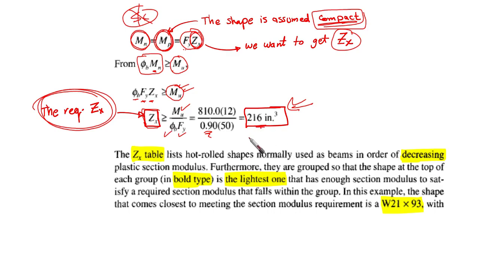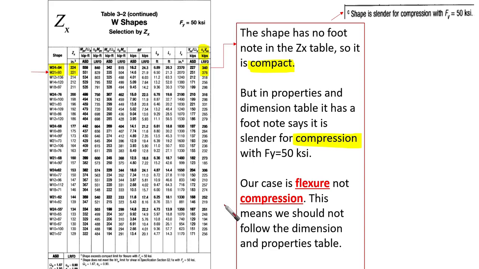Then we are going to use the ZX table. The ZX table lists hot rolled shapes normally used as beams in order of decreasing plastic section modulus. So ZX is going to be a decreasing value. Furthermore, they are grouped so that the shape at the top of each group, in bold type, is the lightest one in terms of weight that has enough section modulus to satisfy a required section modulus that falls within the group. What is the meaning of this? I'm going to show you in the next slide.